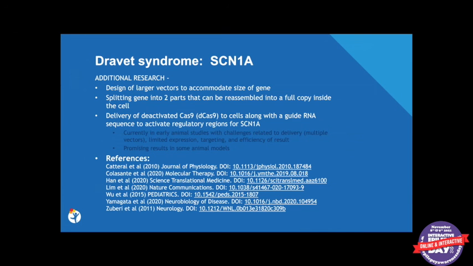So additional things that are happening, they are trying to design larger vectors so that they can put the whole gene in there. Some people are looking at splitting the gene into two parts and putting one part in each vector, and then the body would assemble them together into a full copy. And they're also doing some other things to activate other regulatory regions of SCN1A, which I've indicated there. And there are some references at the bottom if anyone is interested in reading more about those.